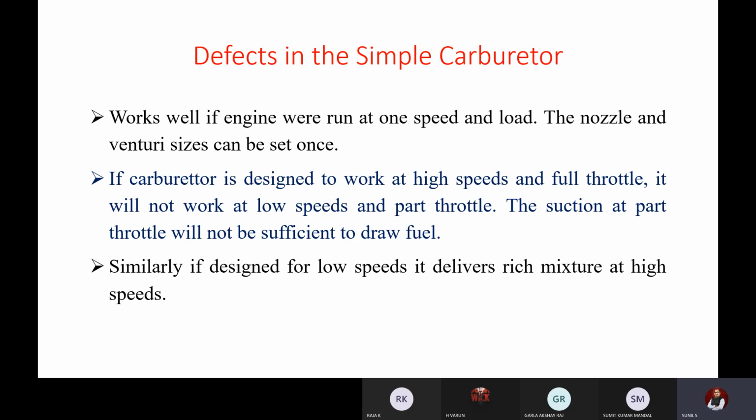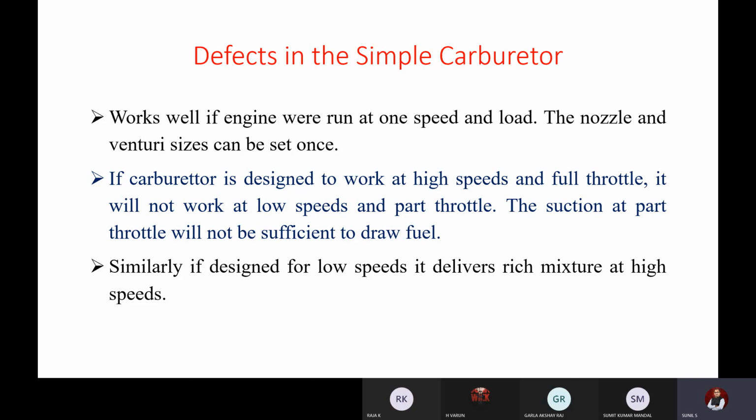This carburetor works well if the engine runs at only one particular speed. For example, you have a generator. You switch on the generator, and it keeps running at a constant speed or load. Similarly, if the automobile is running at a single speed, this carburetor can work comfortably, because the nozzle hole is fixed and the pressure variations are fixed.